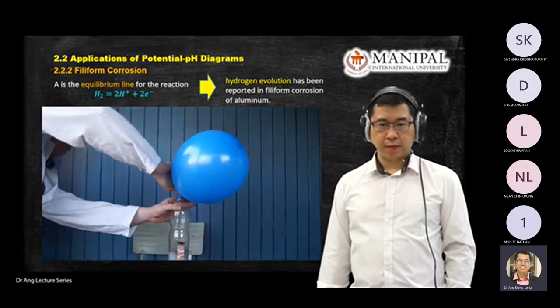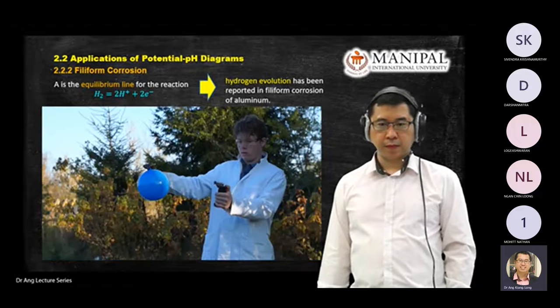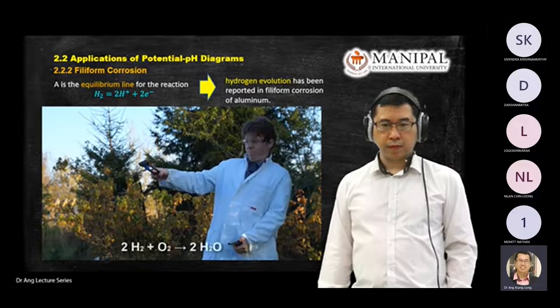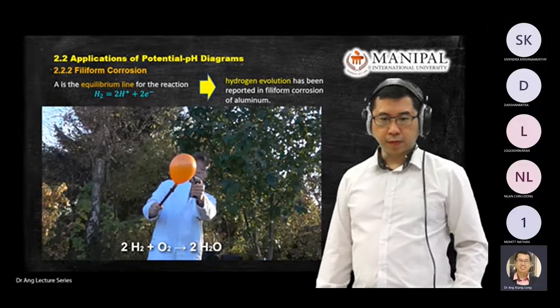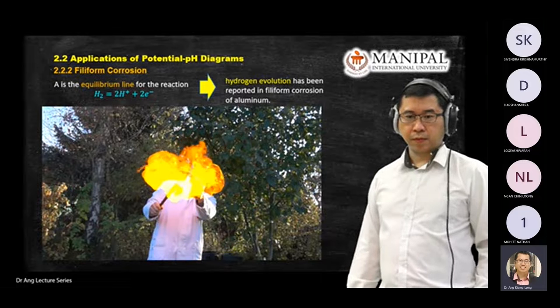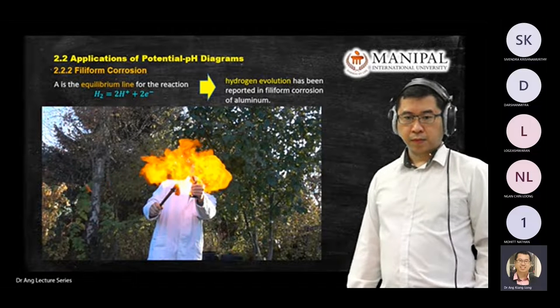Now I remove the hot balloon filled with hydrogen and tie it up. I use the flame of a gas burner to blow the balloon up. Water, the most useful substance for living organisms, is formed within the reaction between hydrogen and oxygen.